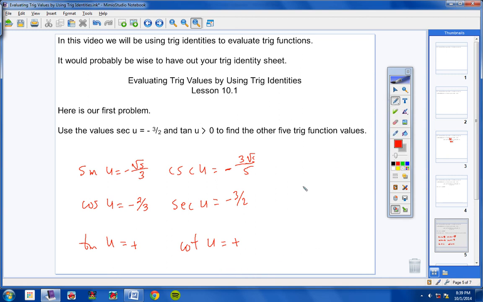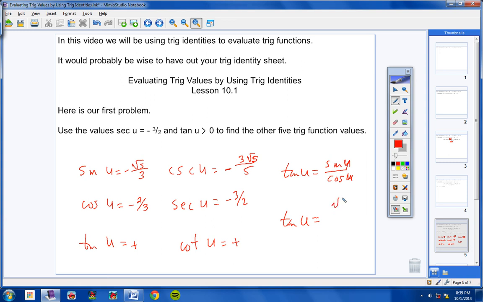Remember your quotient identities, and one of them is tangent of u equals sine over cosine, and that's a u, not a 4. So tangent of u equals sine of u, which is, and I don't care about the sign. You're welcome to put negative square root of 5 over 3. I don't care about the positives and the negatives because I already know my sign's going to be positive anyways for tangent, so it's not really a big deal.